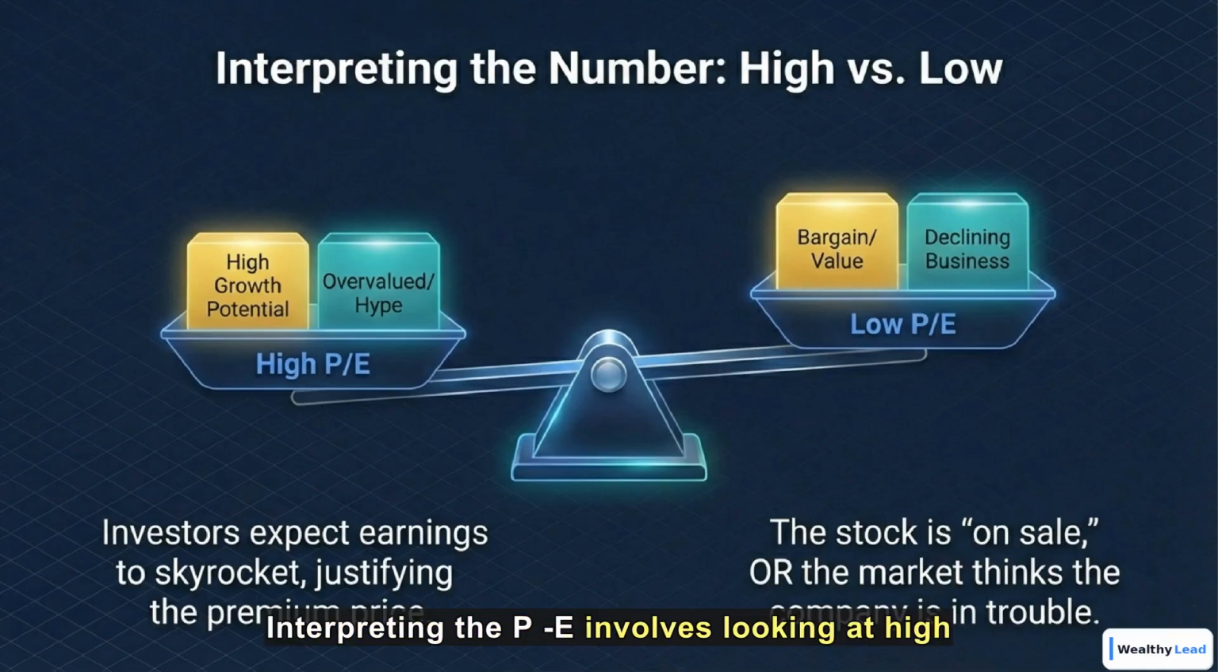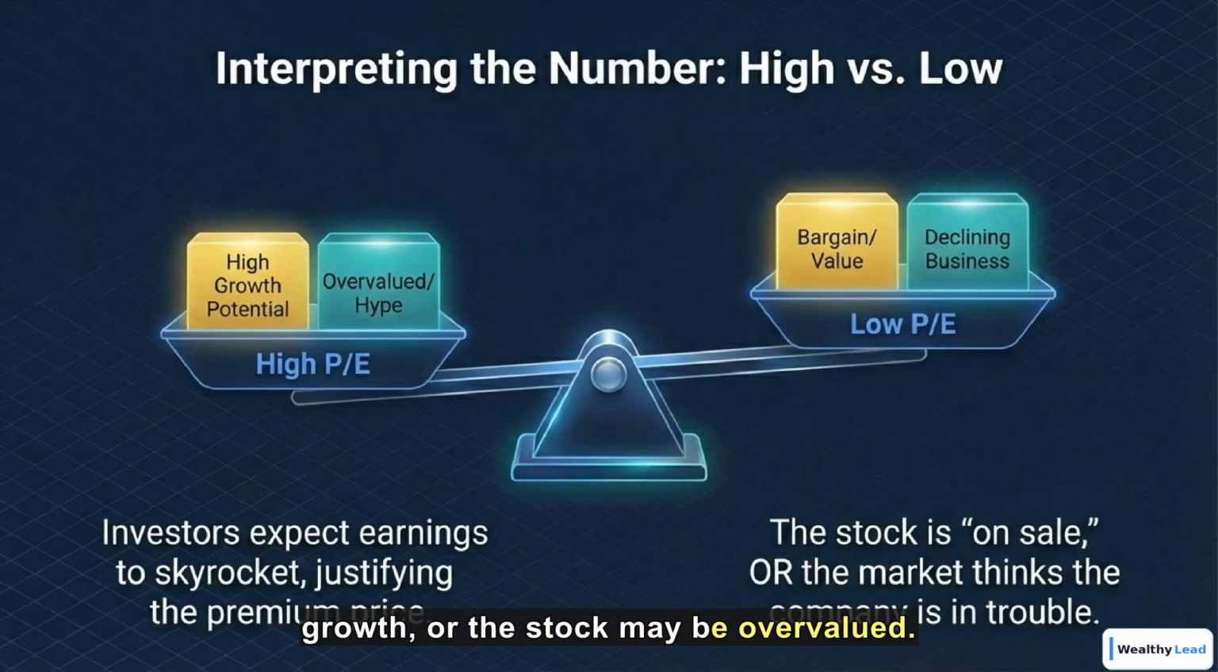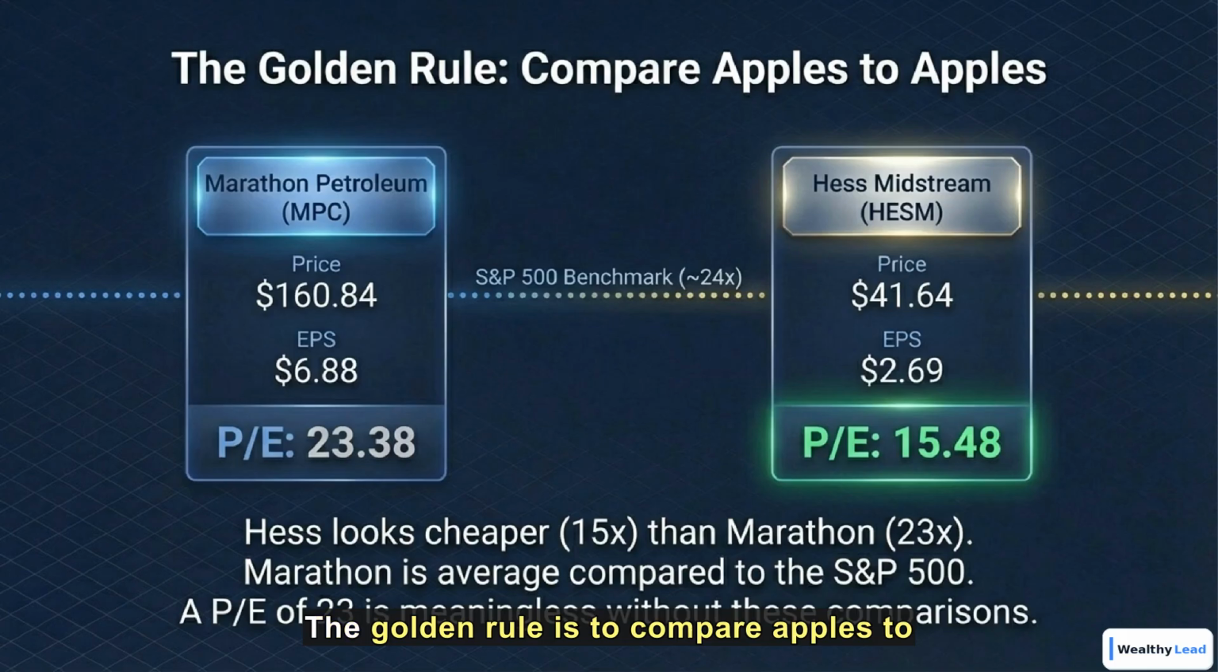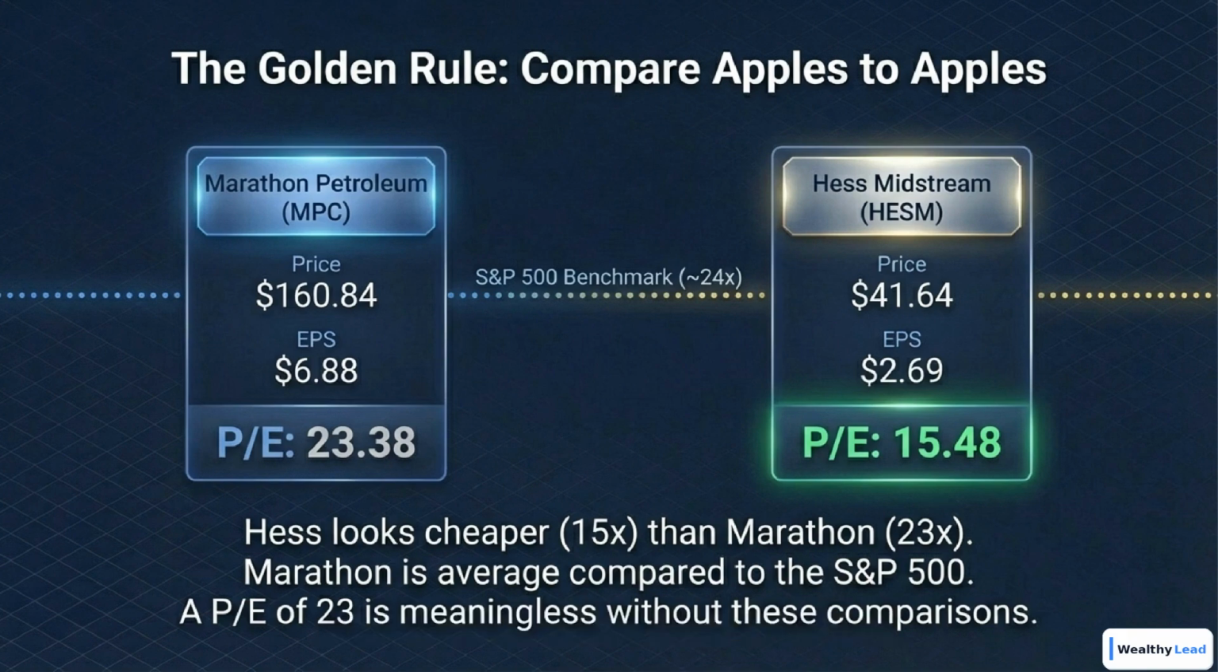Interpreting the PE involves looking at high versus low numbers. A high PE suggests investors expect high growth, or the stock may be overvalued. A low PE means the stock is on sale, or the market thinks the company is in trouble. The golden rule is to compare apples to apples. For example, Marathon Petroleum has a PE of 23.38, while Hess Midstream has a PE of 15.48. Hess looks cheaper, but a PE is meaningless without industry and market comparisons.